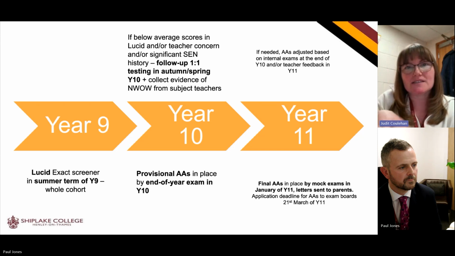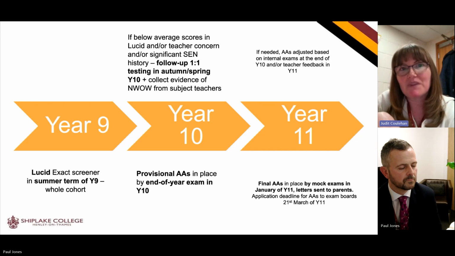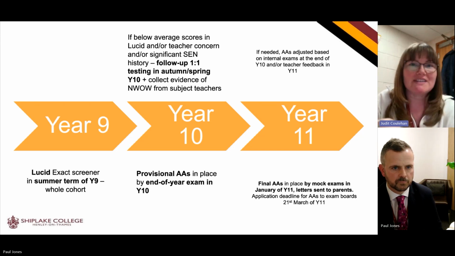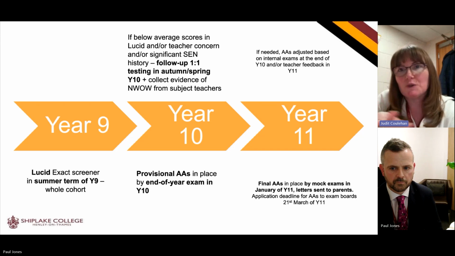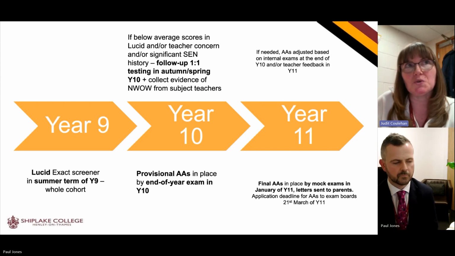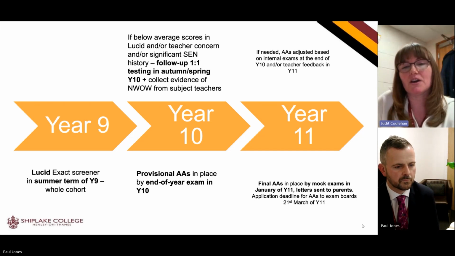Those results we'll look at in the summer holidays and in the autumn term of year 10. And if in year 10 we see that there are some below average scores in this screener, or some of the teachers have raised concerns about a particular student, or there is a significant SEN history, whichever applies, then we do follow-up one-to-one testing. Follow-up testing is always one-to-one, and it's always with a qualified assessor, so either myself or Mrs. Bell, and this takes place in the autumn and or the spring term of year 10. We do not only screen, but follow up a lot of our students with one-to-one testing.